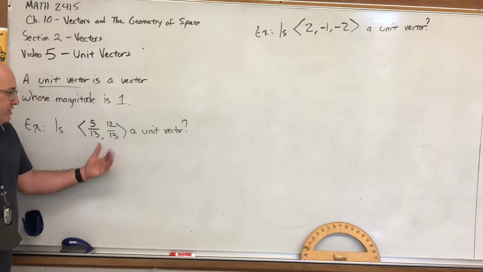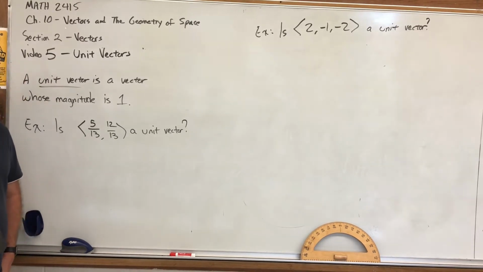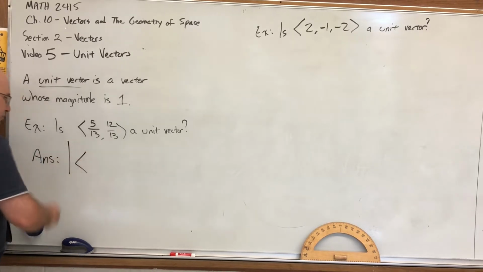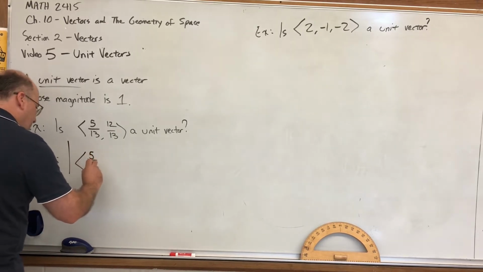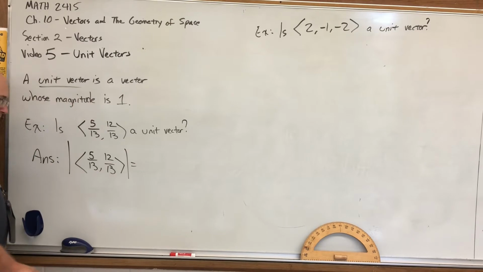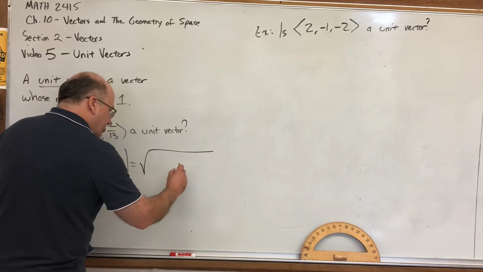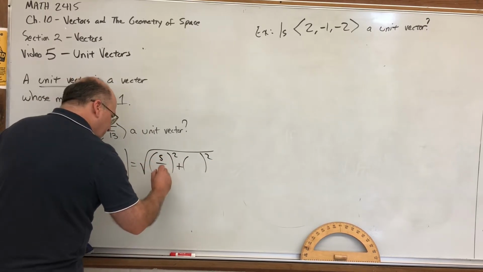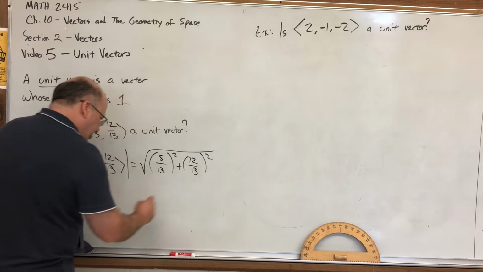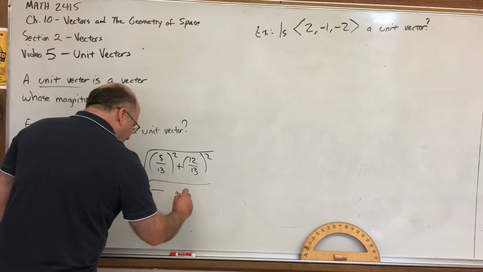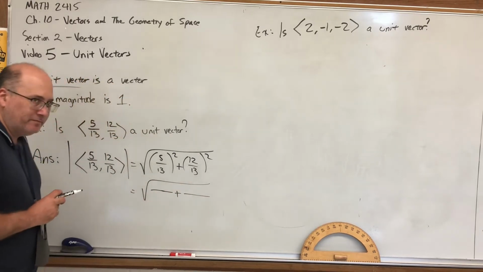Is the vector 5/13, 12/13 a unit vector? Depends. Is its magnitude 1? Let's find out. To find the magnitude, remember the symbol for magnitude is absolute value. To find the magnitude of the vector 5/13, 12/13, we simply have to find the square root of the sum of the squares of its components. So in other words, we have to do a lot of arithmetic. But it's arithmetic, and this is calculus 3. The arithmetic shouldn't bother you. If it does, come talk to me.